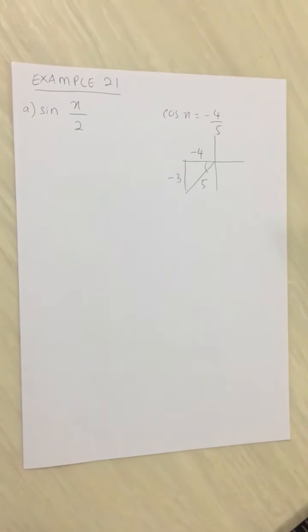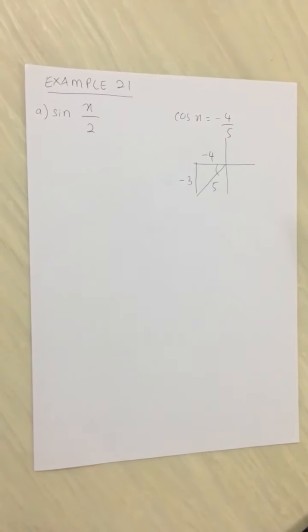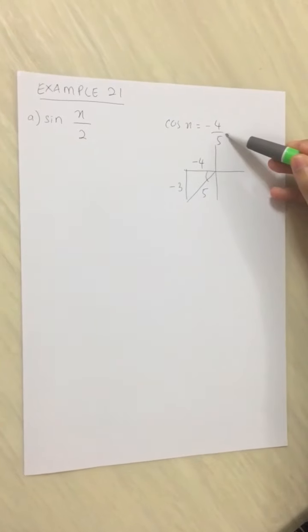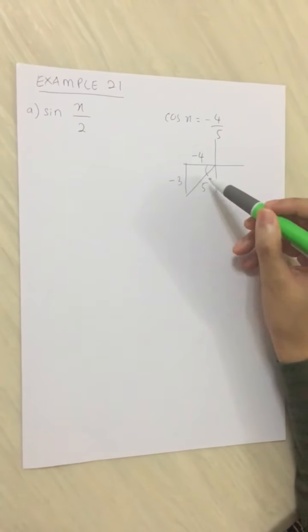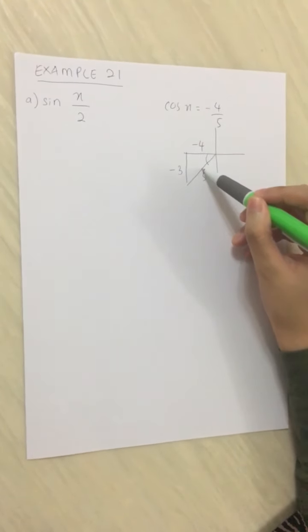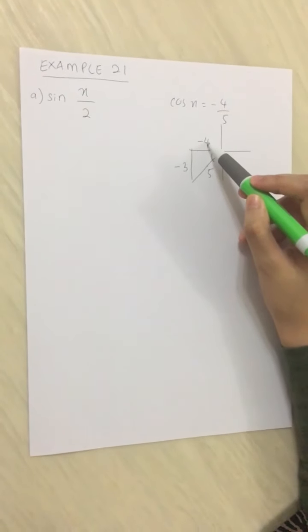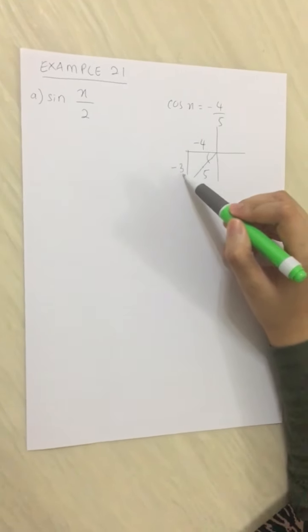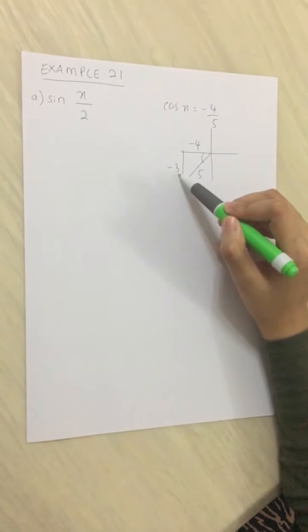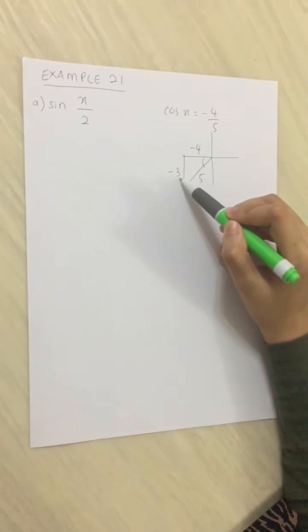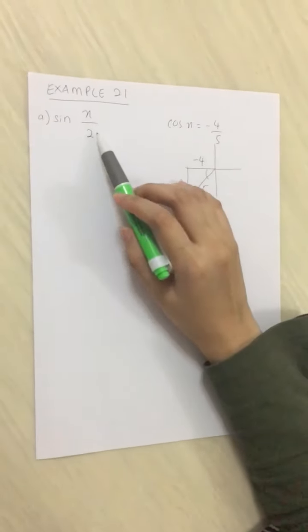Example 21. Given that cos x equals -4/5 and it is in the third quadrant, so here is the third quadrant. Cos is adjacent over hypotenuse, and then you will get your -3 here. Alright, back to your original question, asking about sin x over 2.